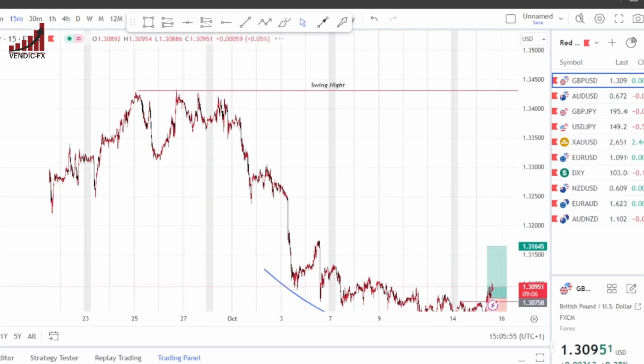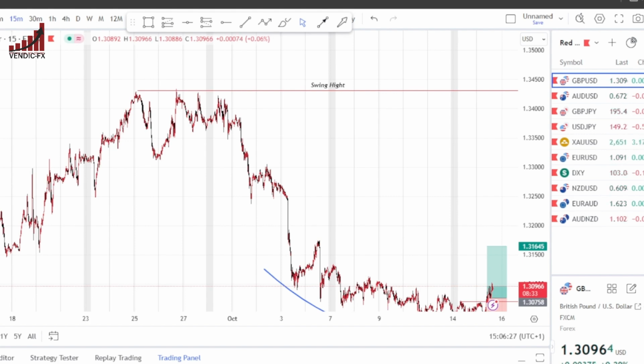Liquidity is an area in the market where we have some sort of orders being placed. We have so many types of liquidity. We have equal highs, swing highs and swing lows, equal lows, daily highs, weekly highs, monthly highs and lows. There are a whole lot of them, so I will show you how this looks on the chart.